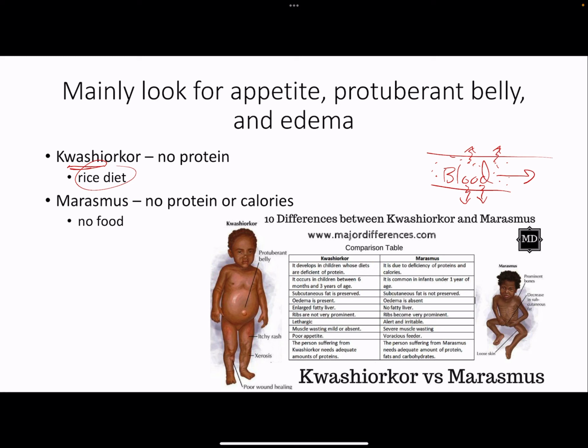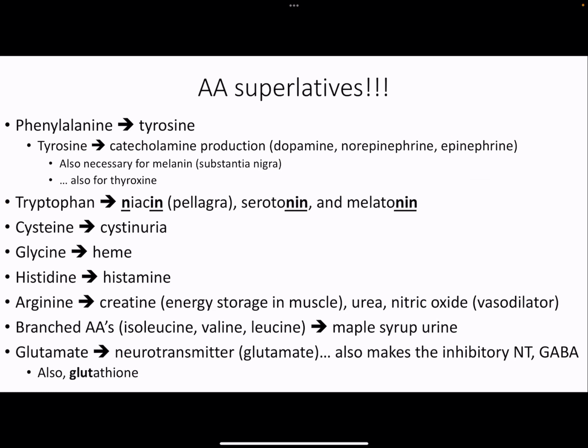But if all of this goes away because we are just eating all rice, now we don't have as much of an osmotic pull in our blood, and we're going to push out even more than we normally would. It's going to lead to edema. This is the main thing, the edema, and you can see that all over the body, and especially a protuberant belly, you're going to have edema there. Marasmus is just starvation, just no protein, no calories, sad.